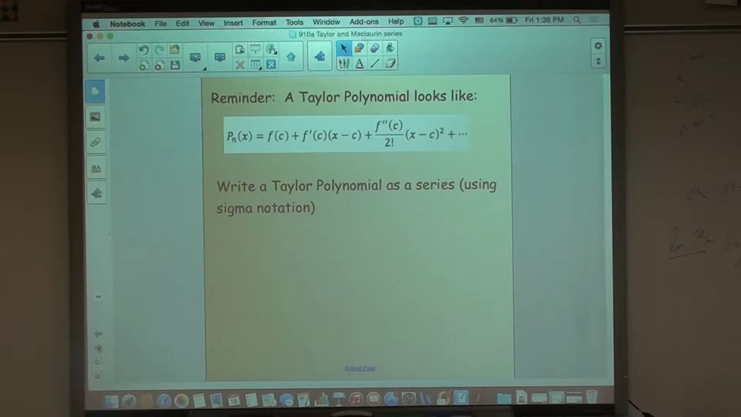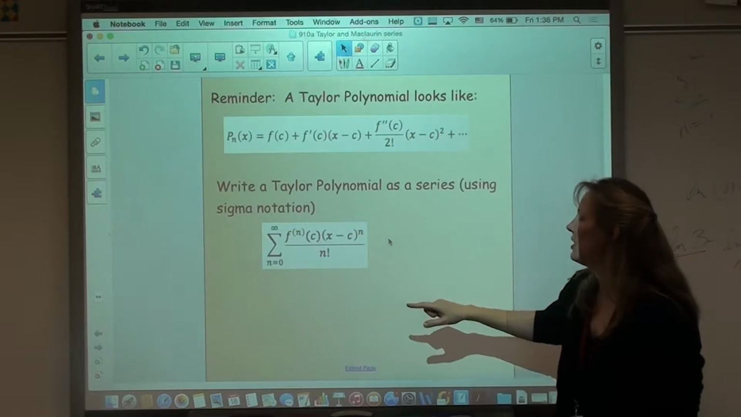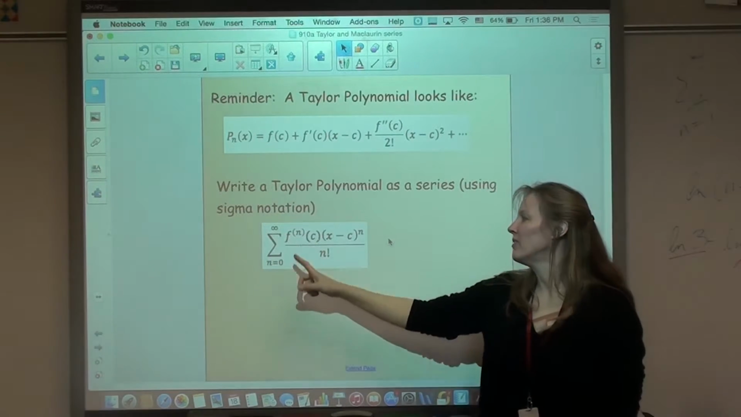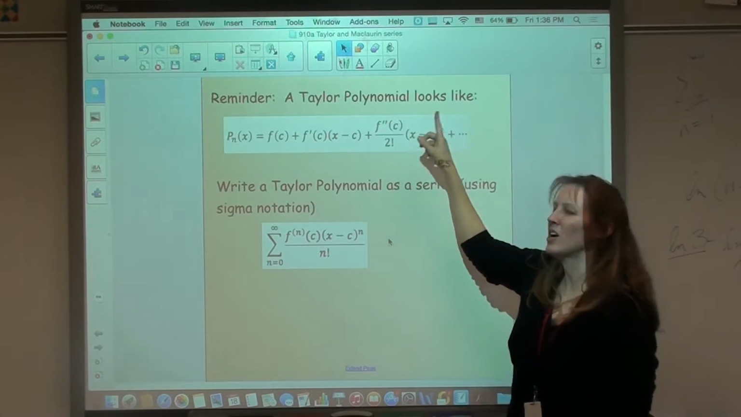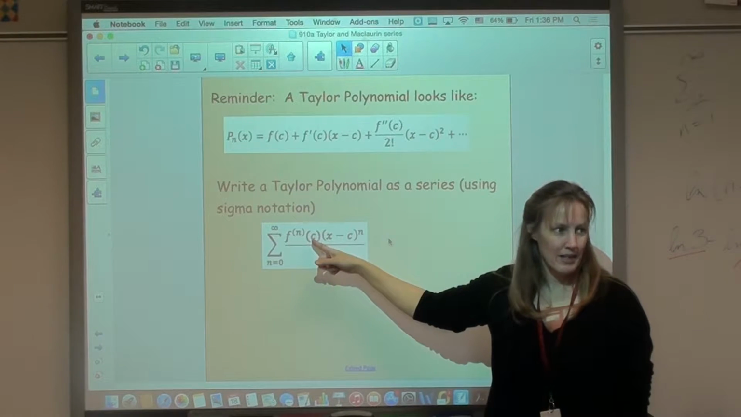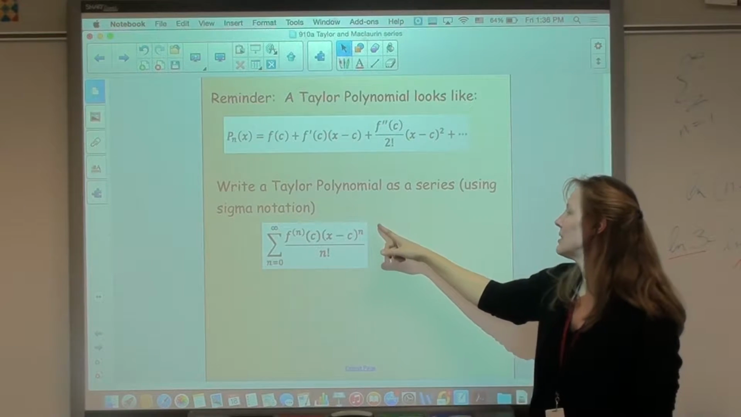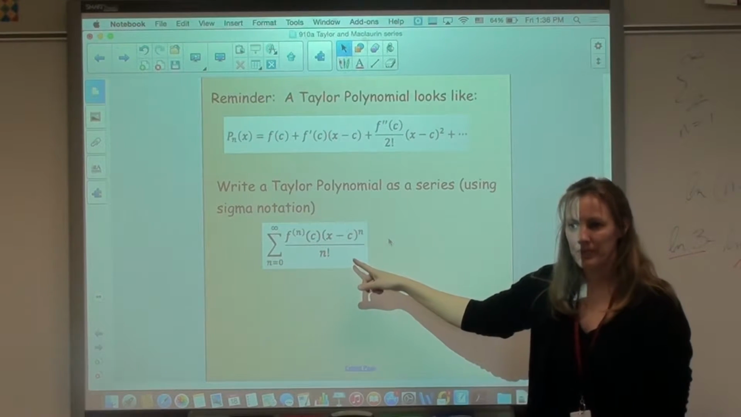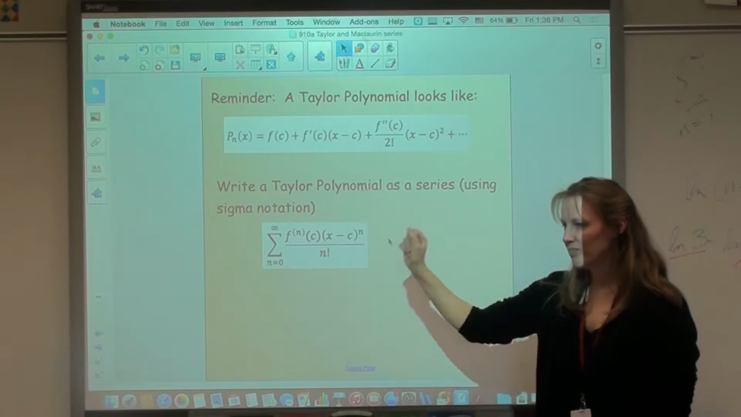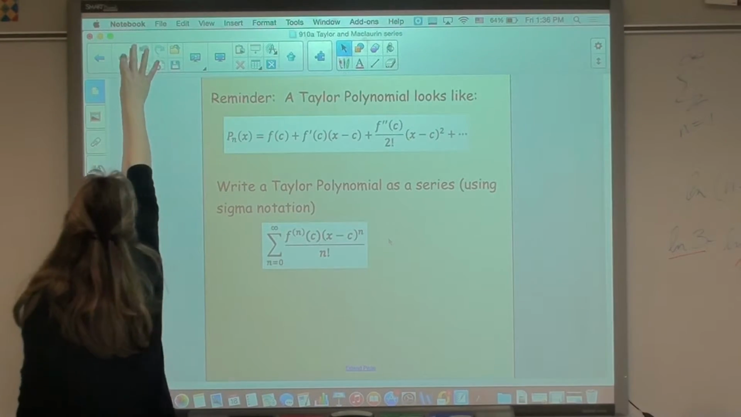So, here we go. If you write a Taylor polynomial using sigma notation, it's really just the sum of, how do you write that derivative? That's the hardest part, right? You just write the nth derivative evaluated at c times x minus c to the n over n factorial. Everyone good? Okay, even with the diversion? Alright, good. Let's move on.